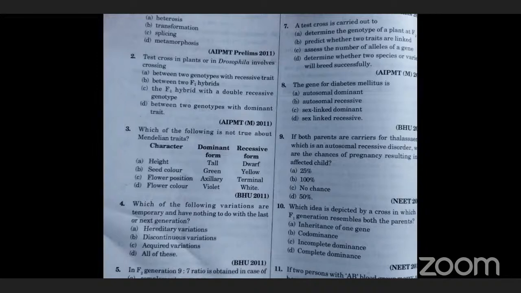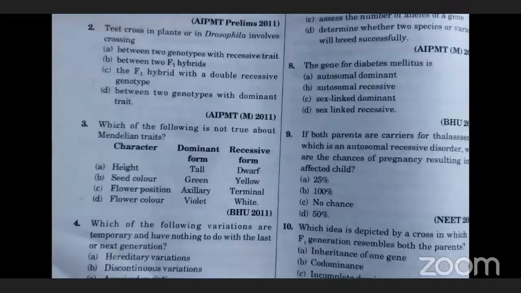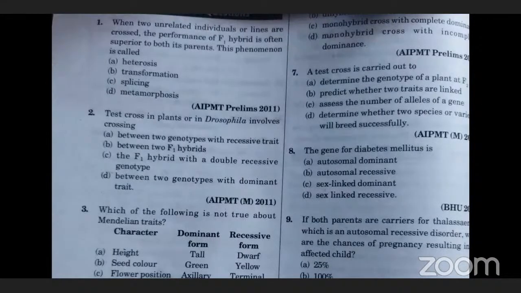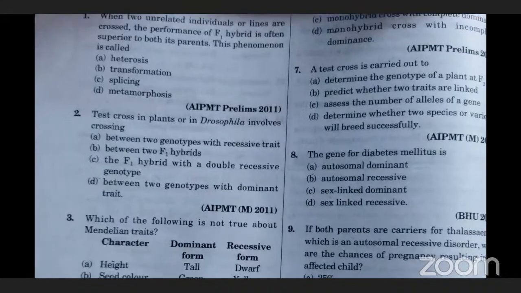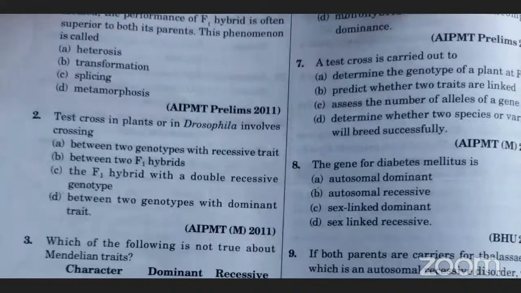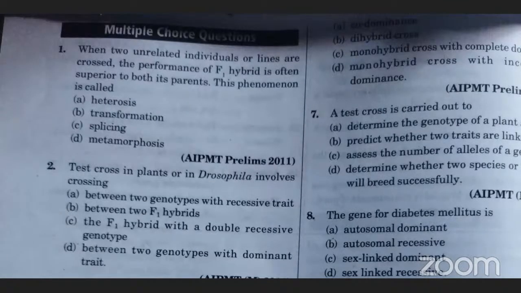Next, we will discuss one or two questions in inheritance and variations. These questions were also asked in previous competitive NEET exams like AIPMT, AIIMS, and AFMC. AIPMT means All India Pre-Medical Test, prelims and mains. AIIMS you know very well. What is the meaning of AFMC? Anybody knows?